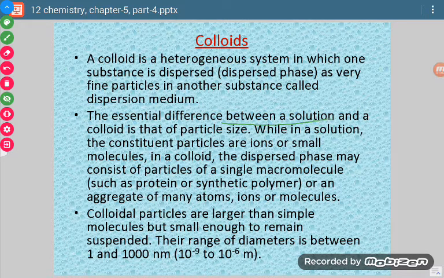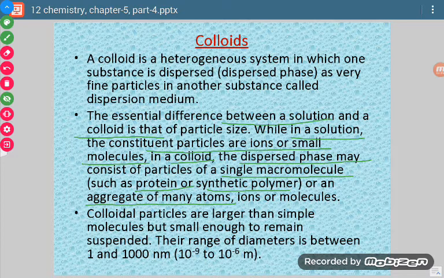So basically, just like we prepare a solution, we are preparing a colloid also, but there is a difference in the particle size. In case of a solution, the constituent particles are ions or small molecules, whereas in a colloid the dispersed phase may consist of particles of macromolecules, such as protein or synthetic polymer, or if it is not a macromolecule, then it may be an aggregation of a large number of molecules or atoms or ions, which will give rise to a larger particle.